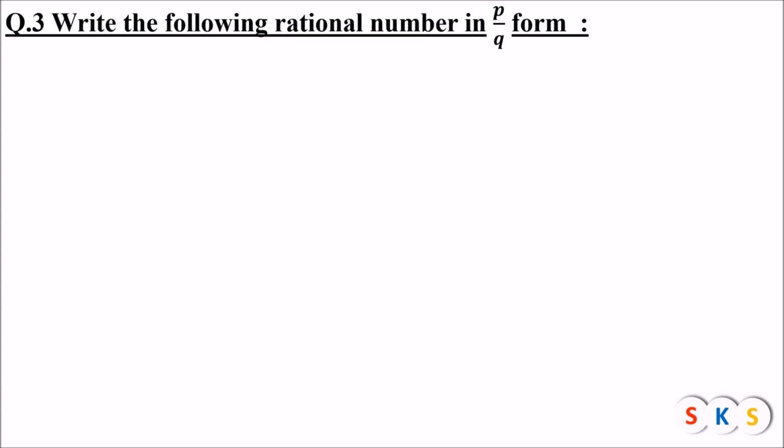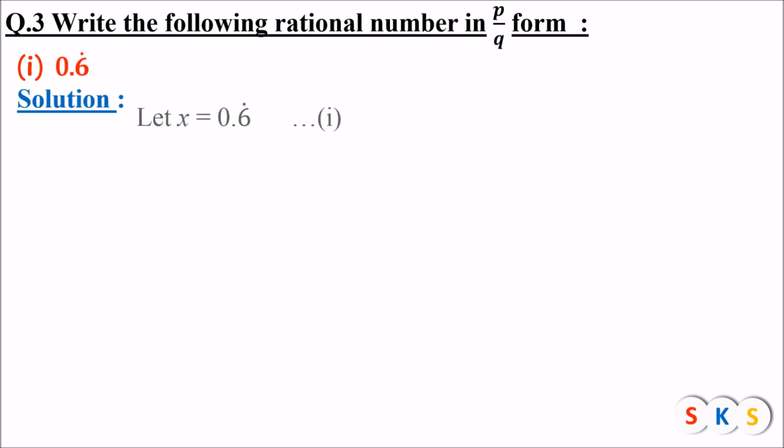Write the following rational numbers in p upon q form. 0.6 repeating, it means it is 0.666666. It's a non-terminating recurring decimal, so it is a rational number, and this rational number we have to convert into a fraction in the form of p upon q. Let's see how to convert 0.6 repeating in the form of p upon q.